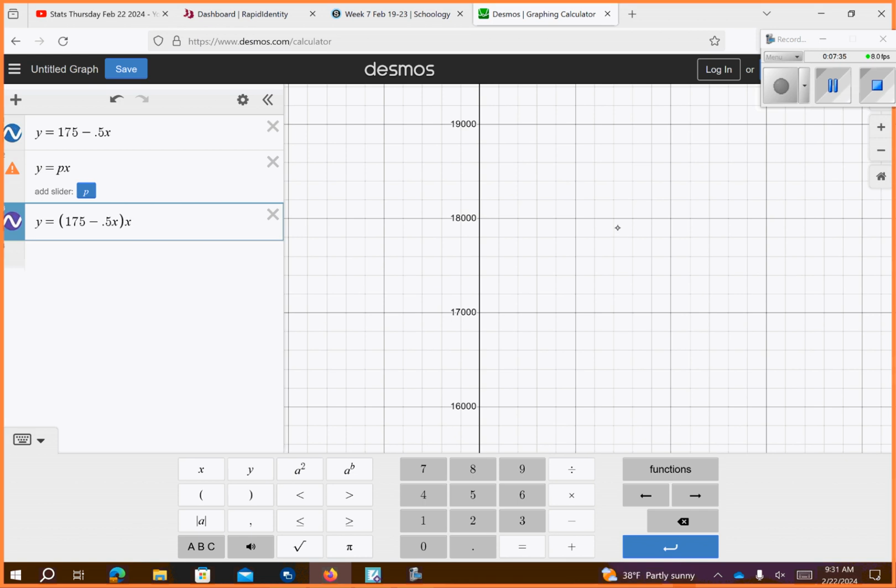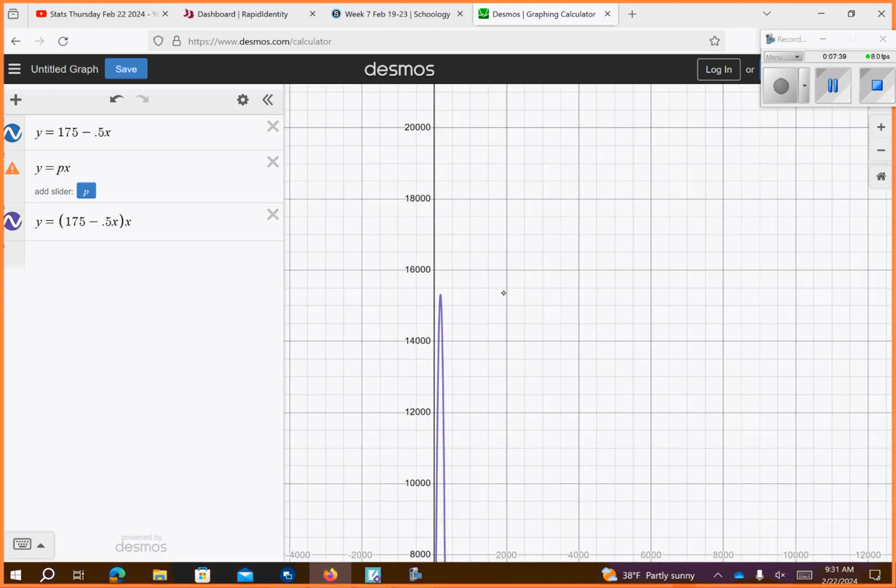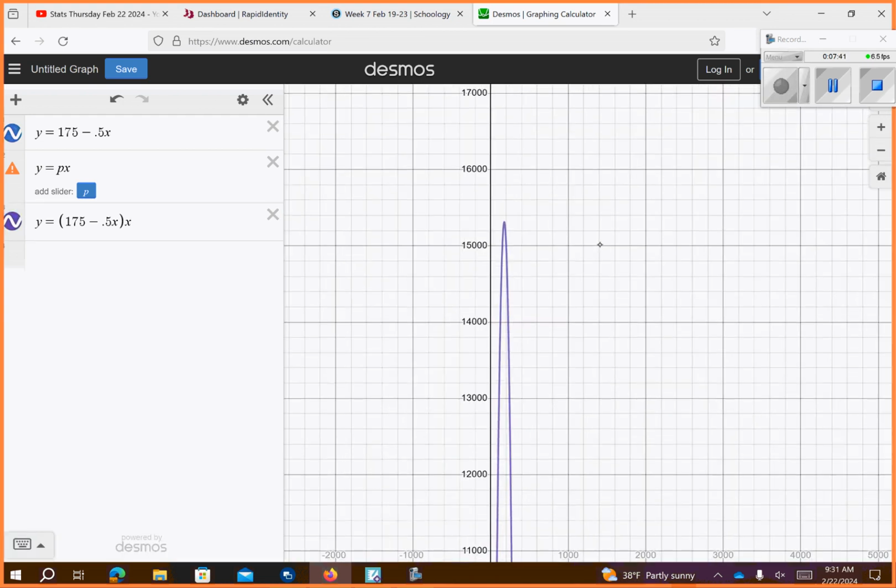It looks different. All right, so if we take a look at this function, it should be an upside down parabola, which it is. So if we find the vertex of this, at 175, we get $15,312.50. So that would be our maximum revenue on that. Okay.